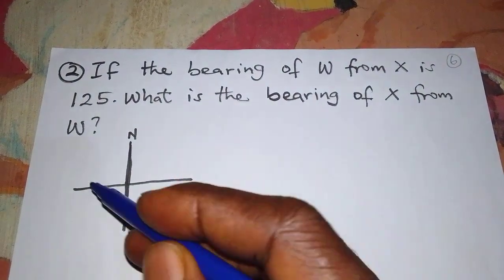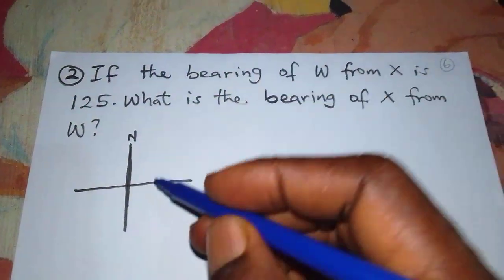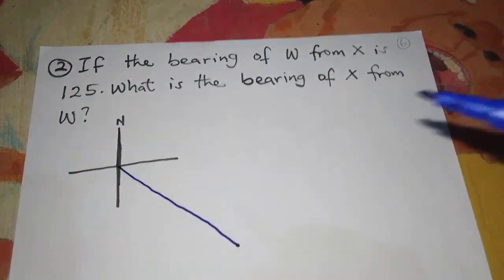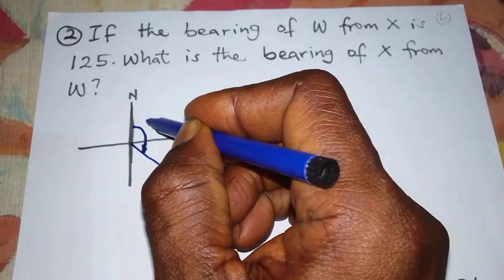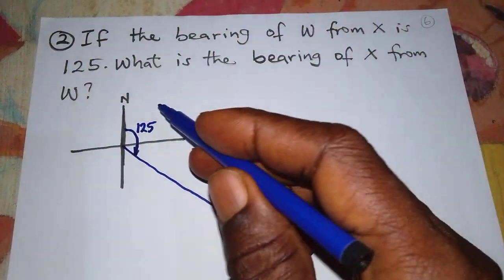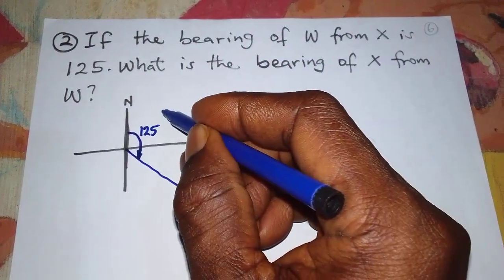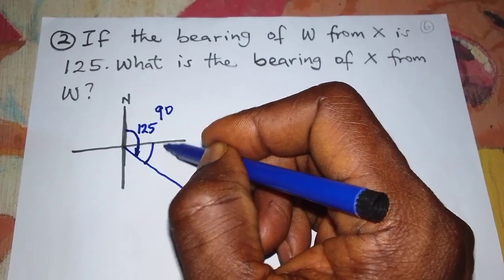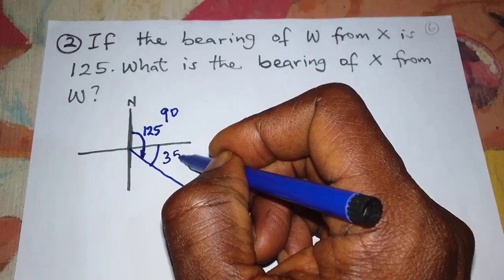Now, when you draw your 4 cardinal points, this is the second quadrant. So you are going to draw the line. It means that from the north up to this point is 125 degrees. When you break 125 down into the quadrants, this place is 90, while the angle you are having here is 125 minus 90, which gives you 35 degrees.